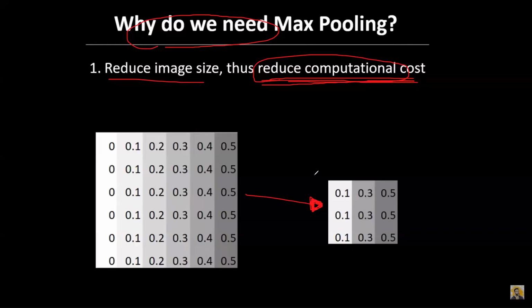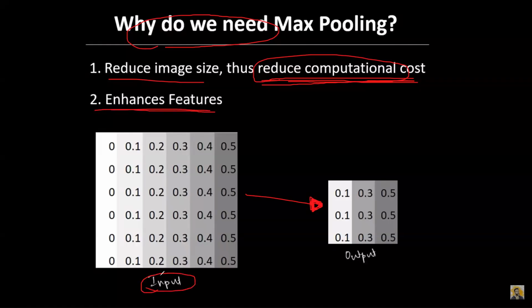And max pooling works in such a way that you can say that it actually sharpens the features or enhances the features. For example, if we take this image as an input and perform a max pooling operation, then we will get the image on the right as our output. You can see that there is a presence of a vertical edge in the input image, and this vertical edge is still preserved but actually even enhanced in the output image.